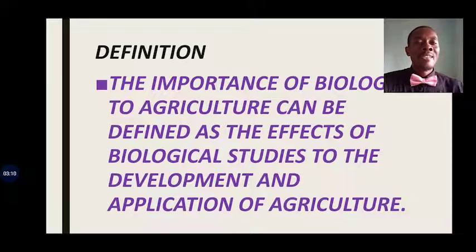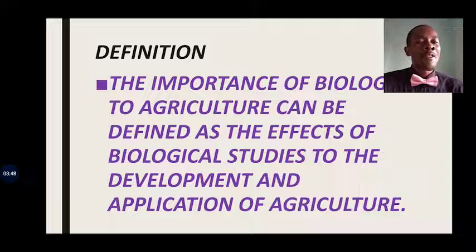The definition goes like this: the importance of biology to agriculture can be defined as the effects of biological studies to the development and application of agriculture. Now, broadly speaking, agriculture can be divided into two major parts. We have the crop production and we have the animal production part of agriculture. These are the two main branches of agriculture. The first part dealing with plants, the other part dealing with animal production.